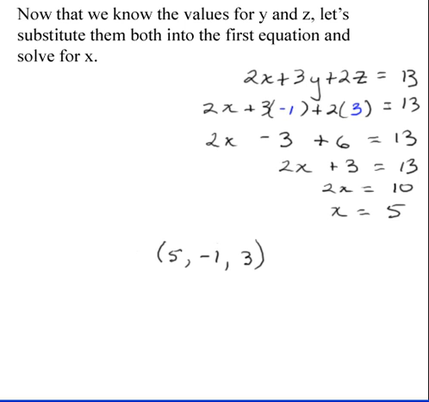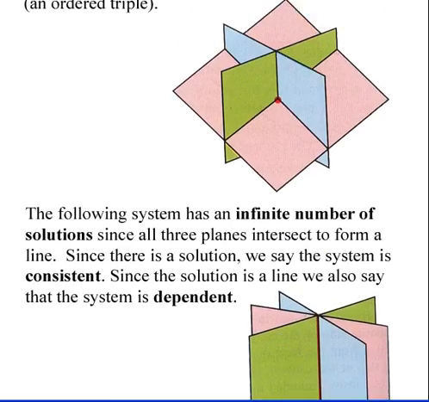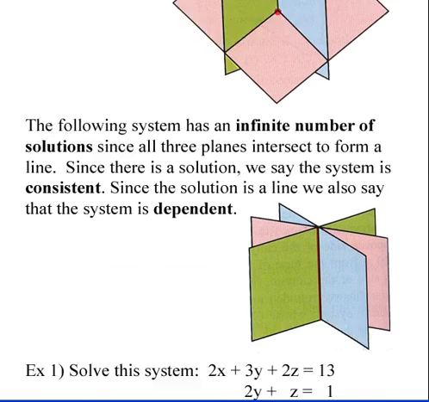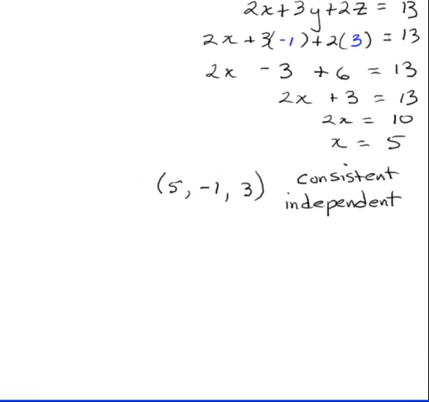So we do have an ordered triple in space. We have a solution, so we say it's consistent. And then it is one point. We say it's independent. And that point represents this visual scenario where all three planes intersect at one point. So that's our solution to our first equation.